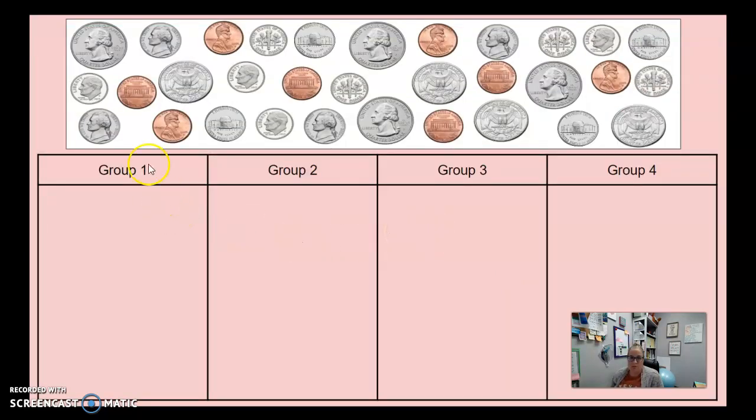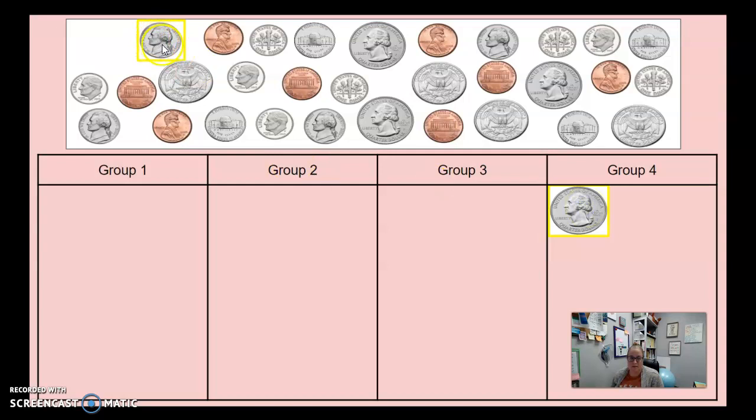So here you will see I have group 1, group 2, group 3, and group 4. How do you think we're going to group them? That's right, we're going to group them by the type of coin that they are. So let's get started. The first one I have has a picture of George Washington's head, and it's a really big coin. So this is a quarter, and I'm going to put it over here in group 4 because it was the 4th coin that we talked about this week.